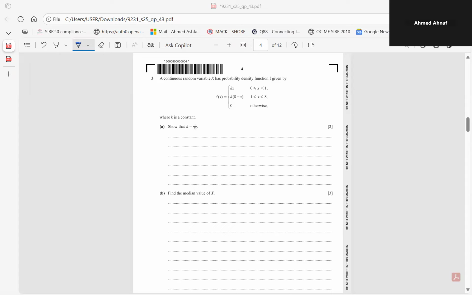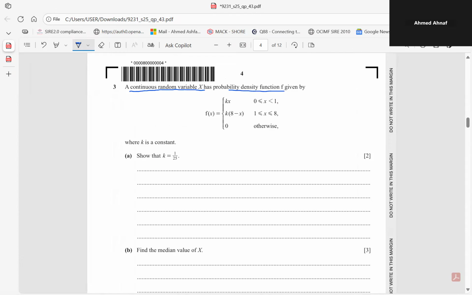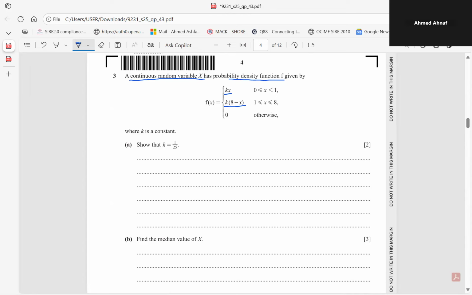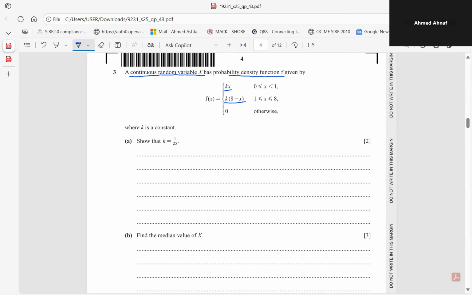All right, so for this question, we are told a continuous random variable x has a probability density function f given by this. So as you can see, f of x is a piecewise function. So for different values of x, we have two different PDFs. For x from 0 to 1, we have kx, and from 1 to 8, we have this. So the values of x are from 0 to 8. k is a constant. So first part, we need to show that k is equal to this value.